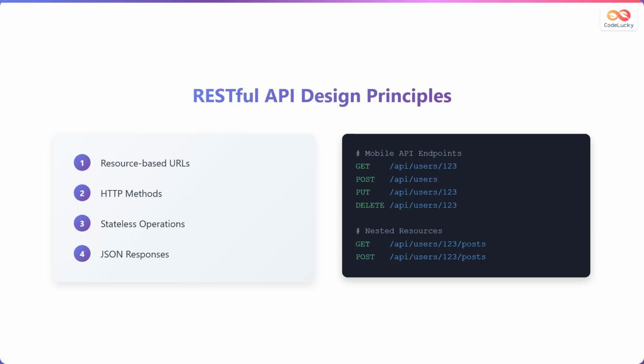Here are some mobile API endpoints examples. GET requests can be sent to the API/users/123 URL. POST requests can be sent to API/users URL. PUT requests can be sent to API/users/123 URL, and DELETE requests can be sent to API/users/123. For nested resources, GET requests can be sent to the API/users/123/post URL, and POST requests can be sent to API/users/123/post URL.